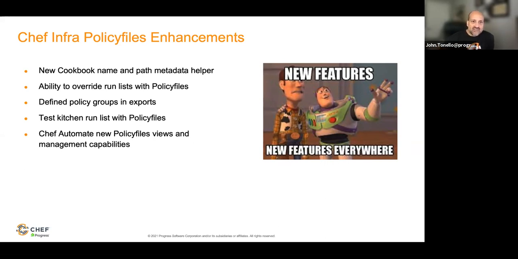You can run Test Kitchen with policy files, essentially using the same flow that you would on live nodes, using Test Kitchen and using Docker or any of the other hypervisors locally, or even AWS and Azure. So you can use that. And the policy file views, which we'll take a look at in a little bit, are also available to you.